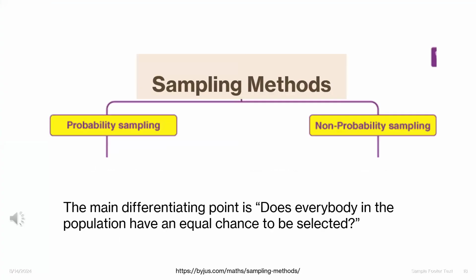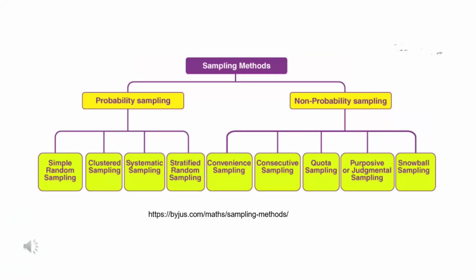So, understanding our populations, our sample, and inclusion and exclusion criteria, let's now go to the sampling methods. In general, sampling methods will branch out into two: probability sampling and non-probability sampling. The main differentiating point of the two main branches is the answer to the question, does everybody in the population have an equal chance to be selected? In probability, the answer is yes. In non-probability, the answer is no. So this is how the entire diagram looks, and we will take a bite of these one by one.